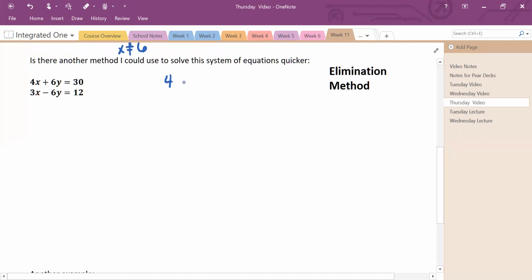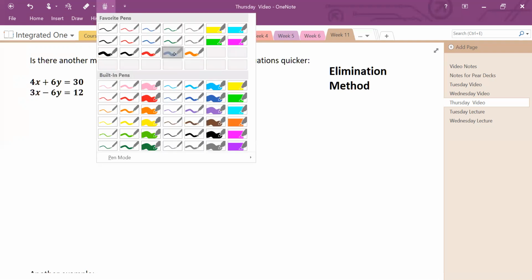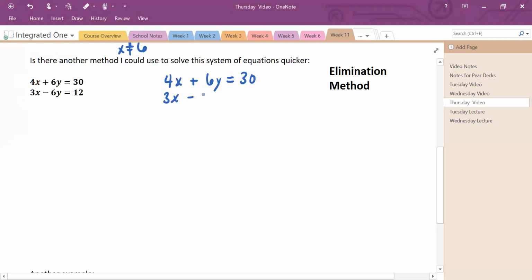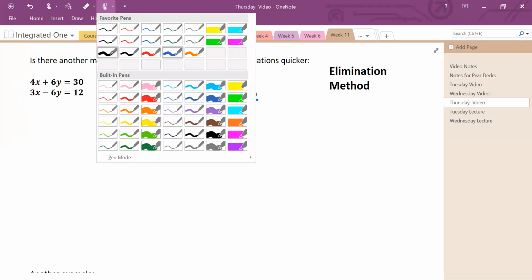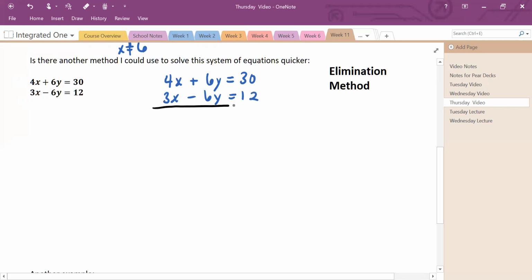I'm going to rewrite these equations over here, 4x plus 6y equals 30. This is the same system we just used for the previous example with substitution. 3x minus 6y is equal to 12. What we're going to do is eliminate one of these variables, x or y, and we're going to do that by adding down. I'm going to write that over here, add down. So I have this arrow pointing down here.